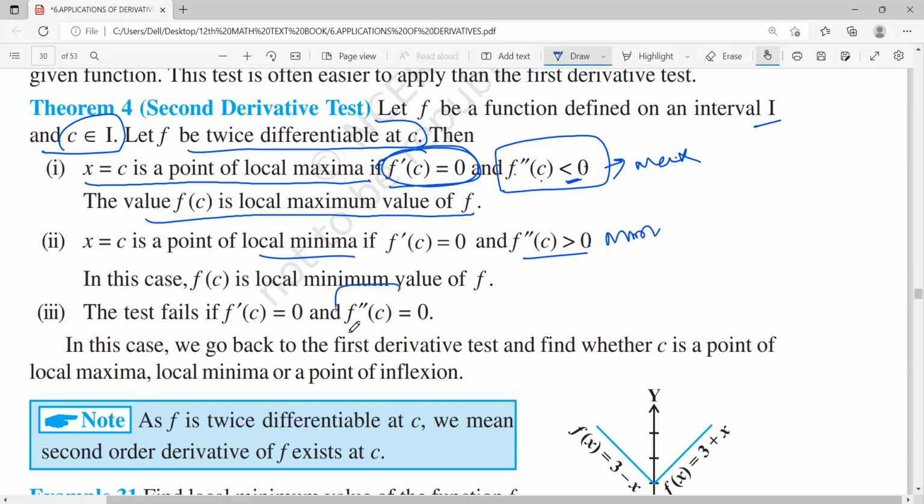And if f double dash of c is 0, what does that mean? The test fails. In this case, we go back to the first derivative test, in which f dash of c equals 0. That means we are not able to tell whether it is a local maximum or local minimum, so we go to the first derivative test.